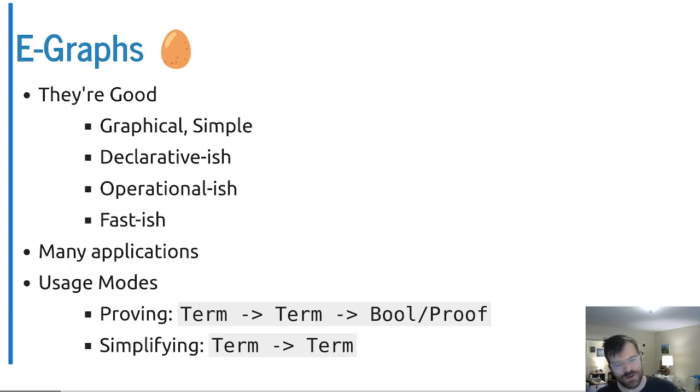But a different mode of usage is simplifying, where you give it an original term, and then the thing runs, and eventually you get a new term that's better in some sense. And so this first use case, proving, is the main use case in the automated reasoning community. And the simplifying use case, although the same techniques can basically be applied in both situations, is less served by off-the-shelf automated reasoning solvers.